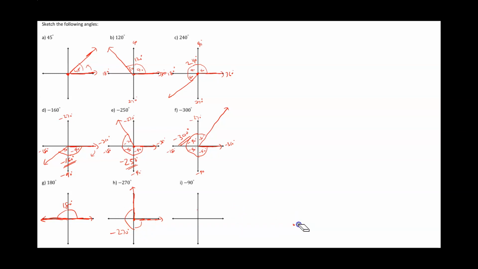And then lastly, we have negative 90. So this is 0 degrees. Negative means we go in the clockwise direction. And this is negative 90. So this will be our terminal side.